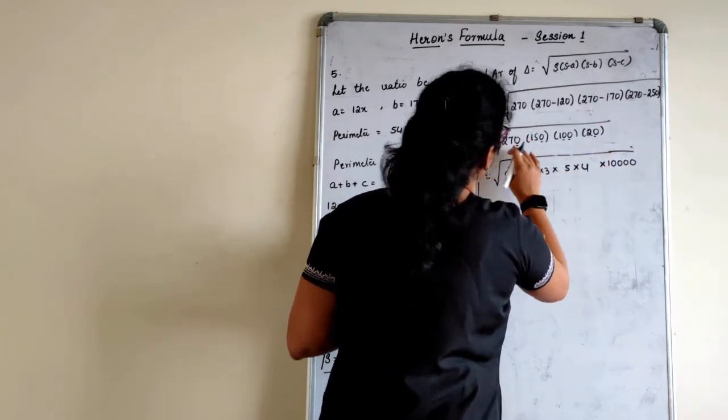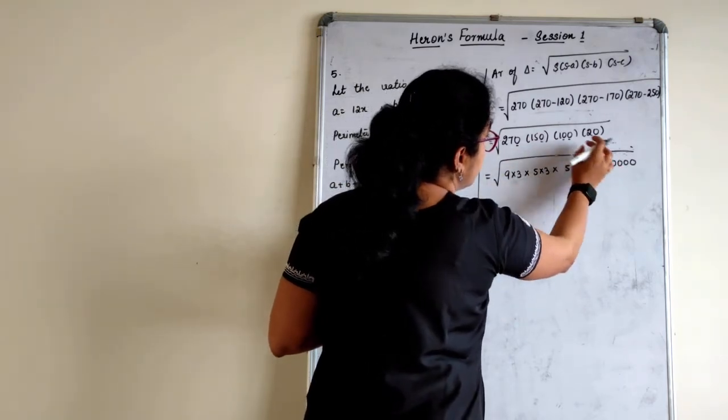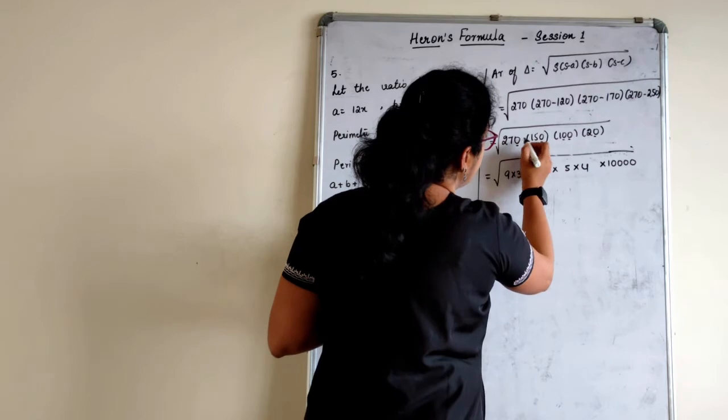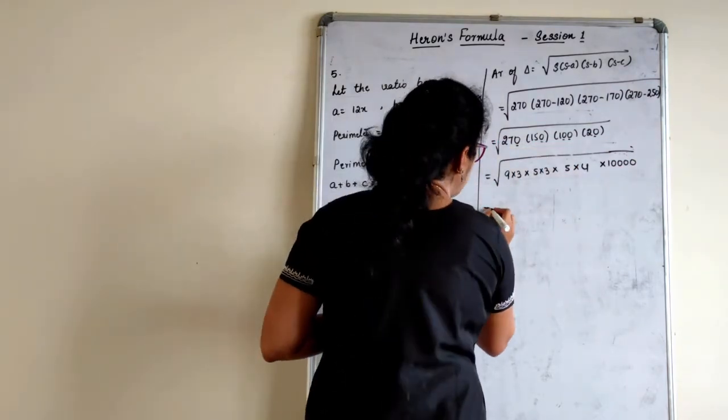5 into 4. 9 threes are 27. 5 threes are 15. 100 is here only. Then 5 fours are 20. 2 zeros and 2 zeros, total 4 zeros. Now start grouping the terms.